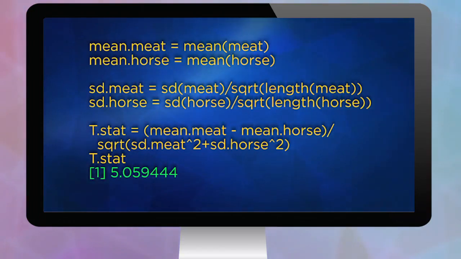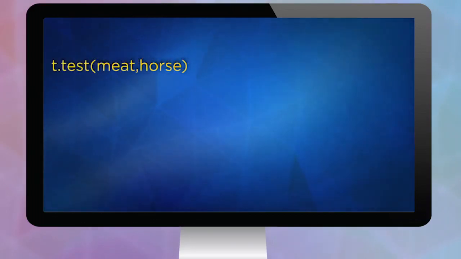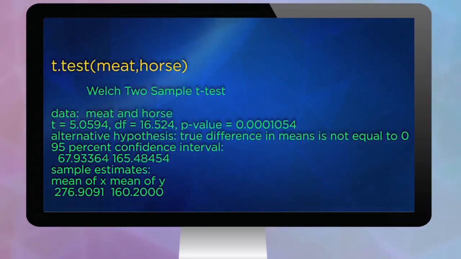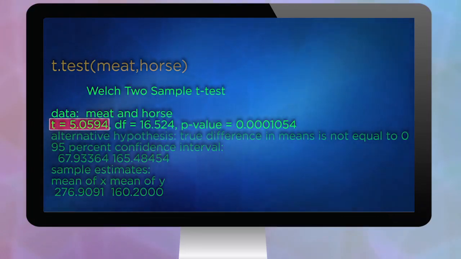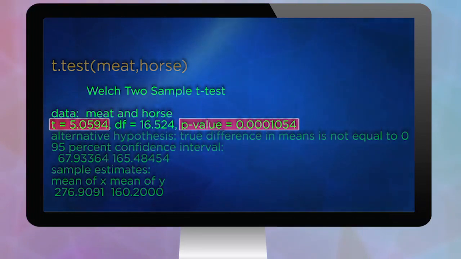Now, R is going to do the heavy lifting for you with this t.test function. And so the command t.test of meat and horse is going to return the Welch's two-sample t-test for you. Now, we can confirm that our test statistic value of 5.059, and we have a super low p-value, which leads us to reject the null hypothesis that these two means are equal.